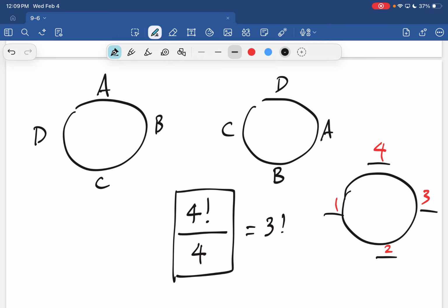How'd you get that? It's because 4 factorial divided by 4, you cross out both 4s and you're left with 3 times 2 times 1 on the top. You're right.